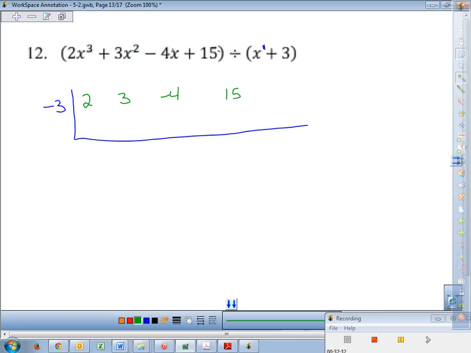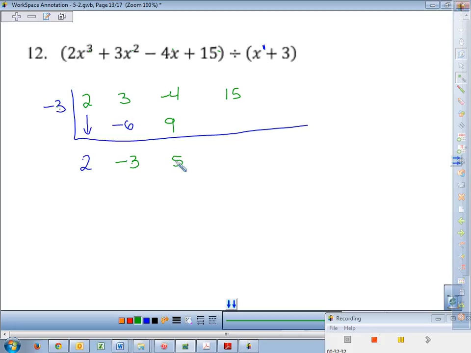Sound good with that? Every single time in synthetic division, first dude comes down. That's how it gets started. First dude comes straight down. Awesome. Then multiply. Negative 3 times 2 is how much? And put that right there. And add them together. What do you get? Negative 3. Next move, multiply. Negative 3 times negative 3 is 9. Put it right here. And then don't you add them together and get a 5, right?